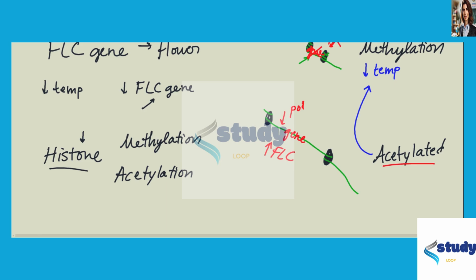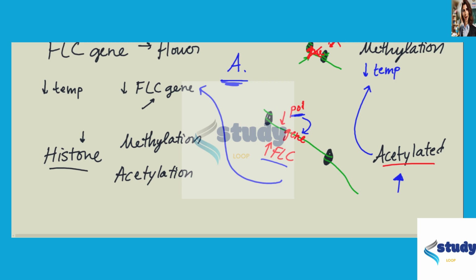Knowing those details, the best answer choice here is going to be A, that our new saplings are going to occur in this acetylated state, because this allows access for our polymerases to read and transcribe the FLC gene, which will cause the plant to flower and bloom.